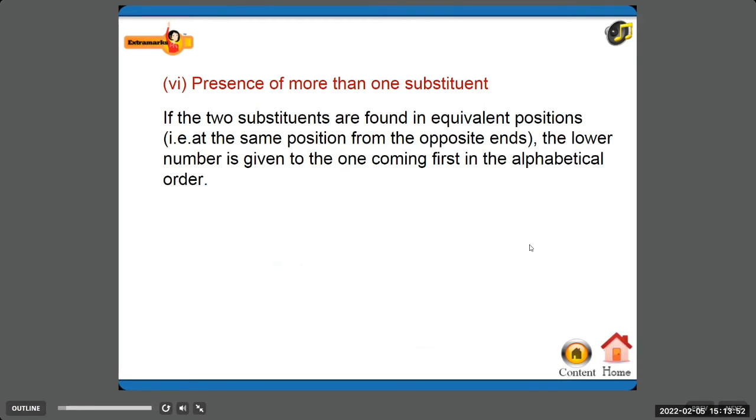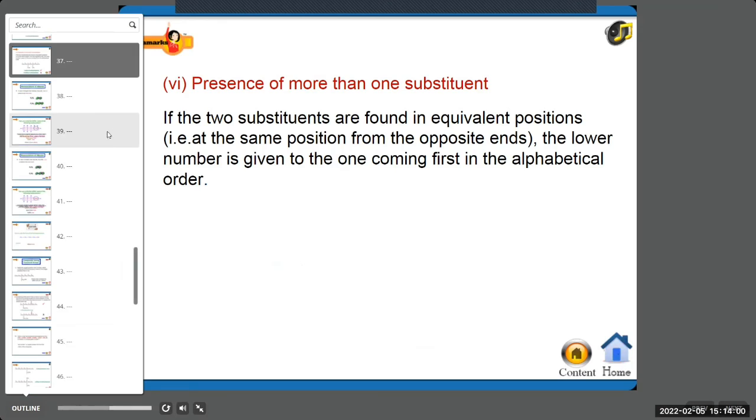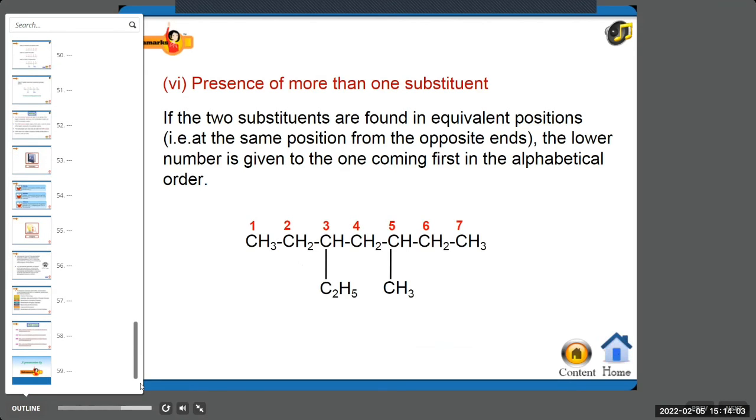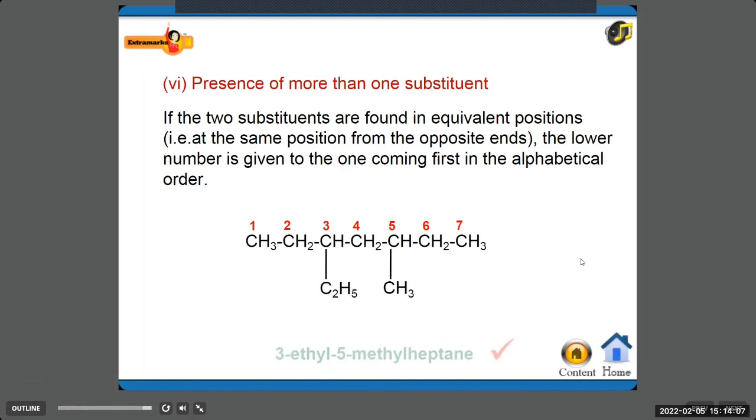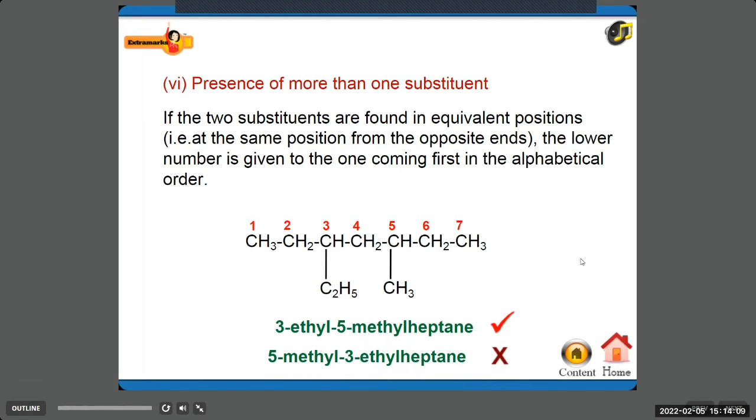If the two substituents are found in equivalent positions, that means at the same position from the opposite ends, then the lower number is given to the one coming first in the alphabetical order. Can you write the name of this compound? The correct name of this compound is 3-ethyl-5-methylheptane.